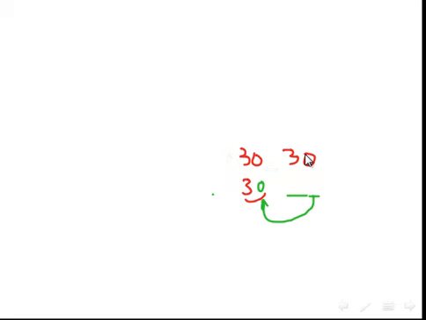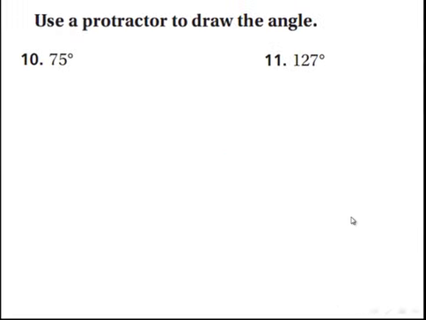Great job. Question number 10. Use a protractor to draw the angle. I'm going to use my protractor to draw the angle, which measures 75 degrees. Firstly, I should state a point. I should label a point in any space. Then use your protractor as a ruler to draw a ray like this.